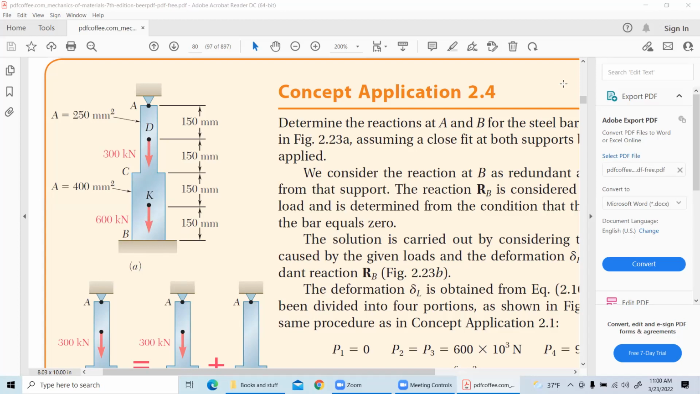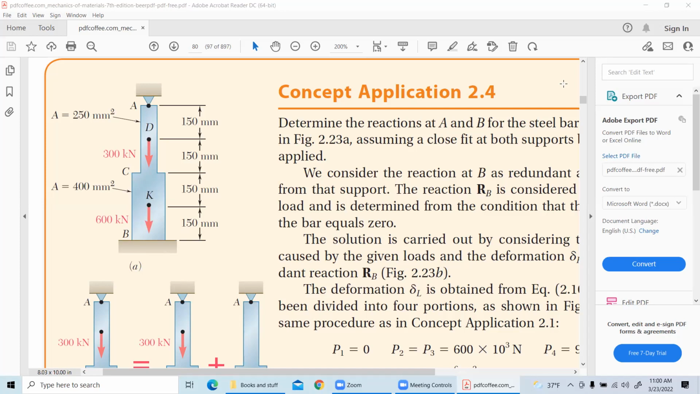Statically indeterminate structure, where statics holds their hands in the air and says, I cannot help you anymore. That's a statically indeterminate structure. So you take a picture, make a drawing, we will do it. Let me tell you the question. The question is, give me the reaction at A and B. That's the first part of the question.